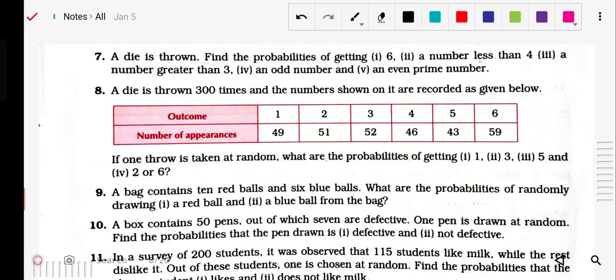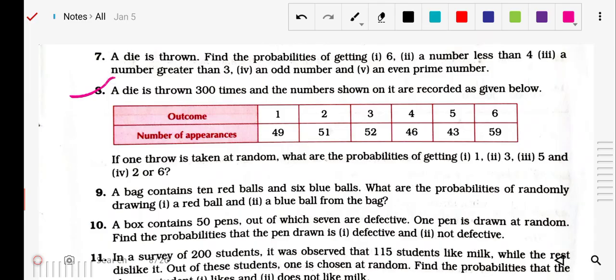Good morning, students. We will continue the chapter on probability. We have already completed question numbers 1, 2, 3, 4, 5, and 6. Already up to 7 we have done. So today we'll see question number 8.